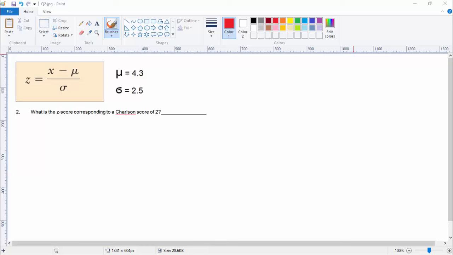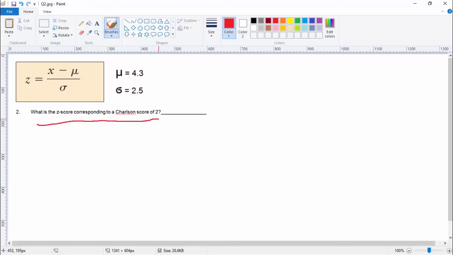Okay, and here we are with question 2. We're kind of going to do it again. But I just wanted to point out, in question 1, the x equaled 5, and the answer we got for z was positive 0.28. The reason is because 5 is actually bigger than the mu. We're going to have a different story this time, because question 2 is, what is the z-score corresponding to a Charlson of 2?